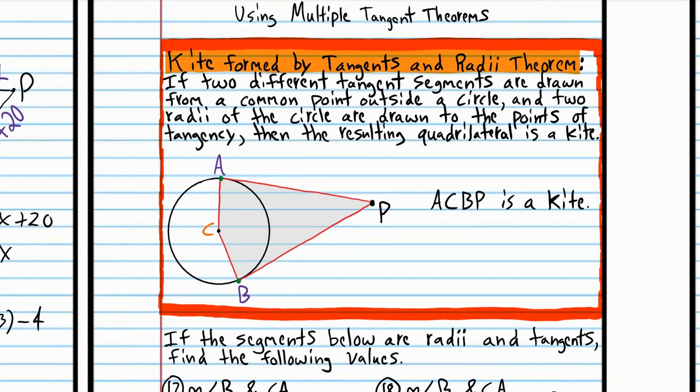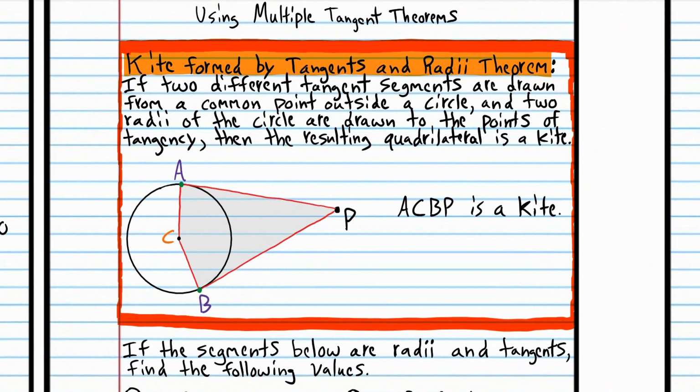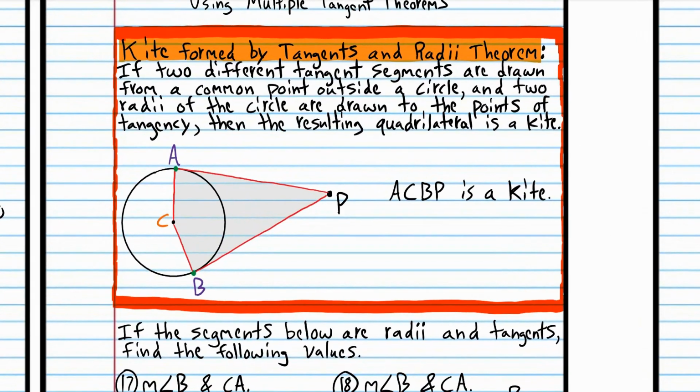But this theorem just tells us that if you have two different tangent segments that are drawn from a common point outside the circle, and two radii of the circle are drawn to the points of tangency, then the resulting quadrilateral is a kite. So that's the Kite Formed by Tangents and Radii Theorem. So you might want to take a screenshot of that.